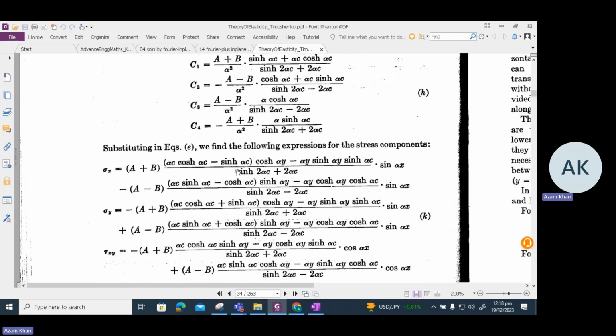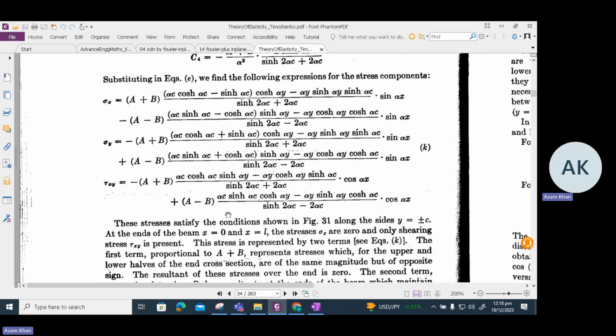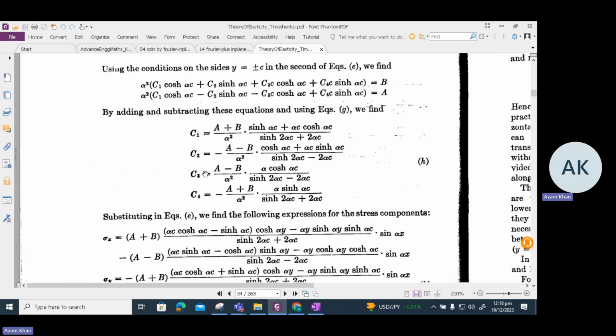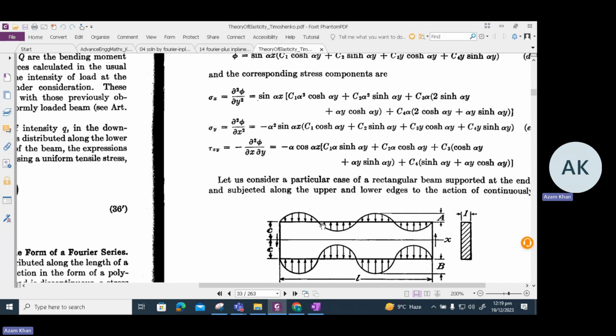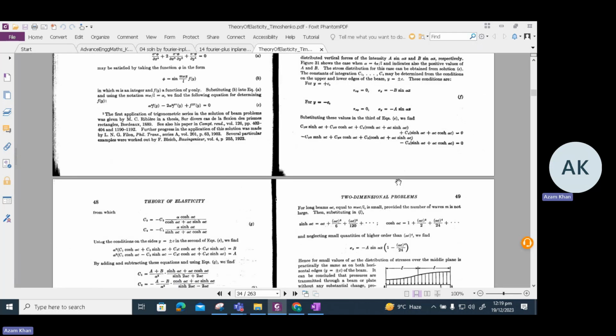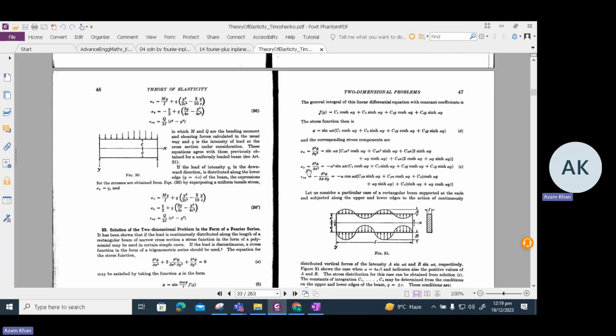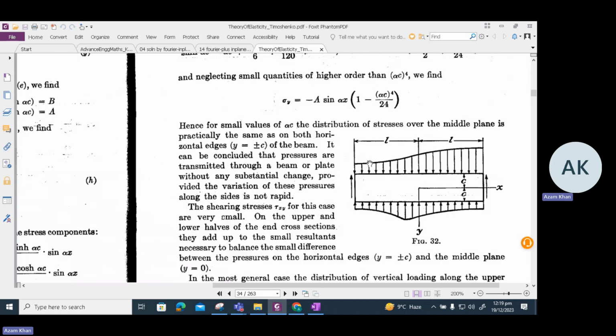These can be substituted into our sigma x, sigma y, and tau xy, and we get the final form of the three equations. Now we have worked out all the constants, and all the stresses can easily be worked out by plugging the constants into our stress equations. Instead of this type of function, we can have any other type of function, which can easily be accommodated by our stress function. So imagine we have a function at the top and bottom in the form shown.